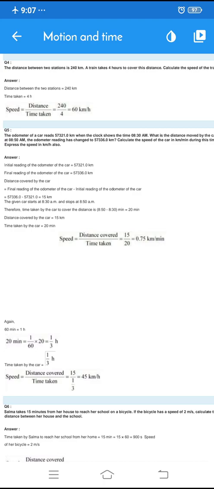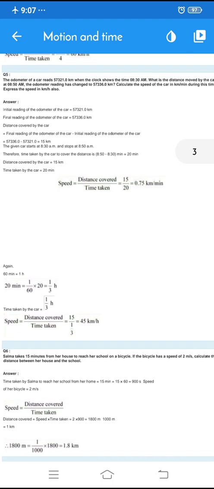To calculate the speed of the train, you have to divide the distance by time. Distance is 240 kilometers, time taken is 4 hours. So what is the speed? The train has traveled with a speed of 60 kilometers per hour. Okay, so let's go for question number 5 here.